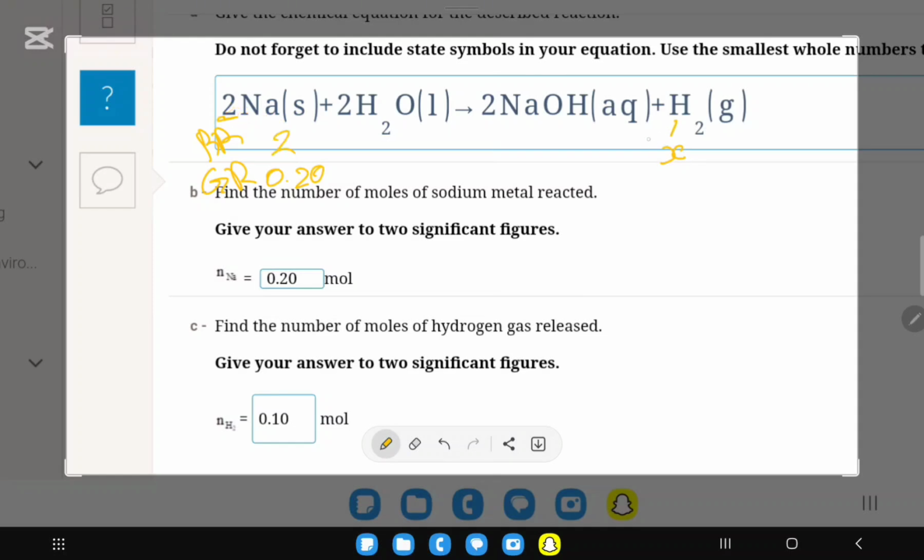If you multiply 0.2 times 1 equals 2 times X. So 0.2 equals 2X. You divide both sides by 2. You get 0.1 equals X. And again, two significant figures, so 0.10.